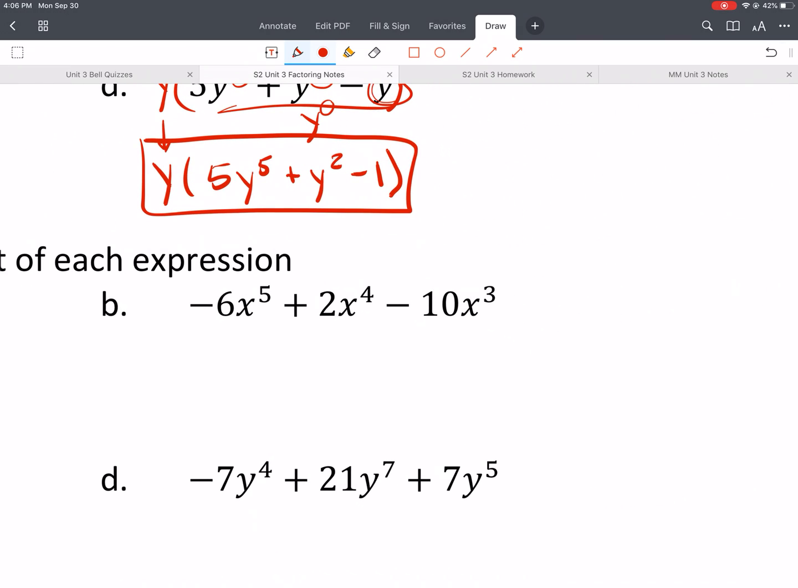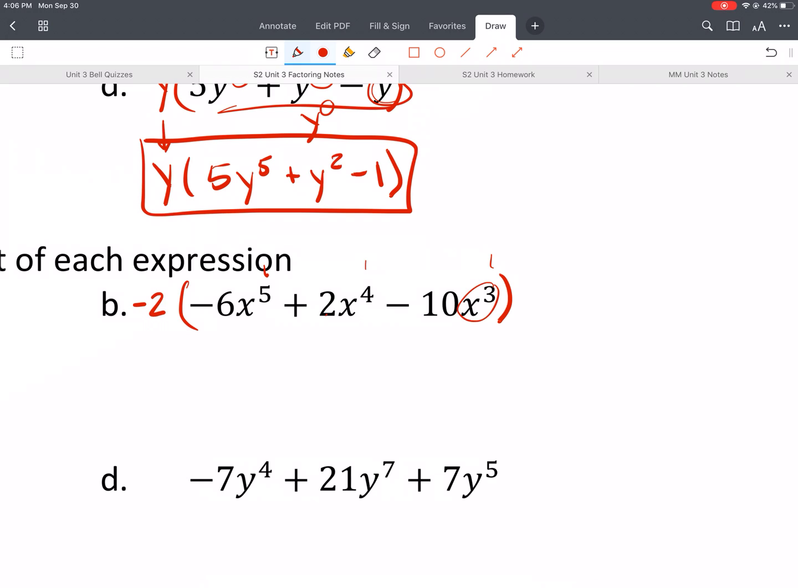B, okay, standard form, we have 5, 4, 3, perfect. We have a leading negative. So what would be the greatest common factor for the numbers? Oftentimes it's their smallest coefficient. Sometimes it's not, so make sure you check. But for this one, it would be 2. And since it's a leading negative, it would be a negative 2.